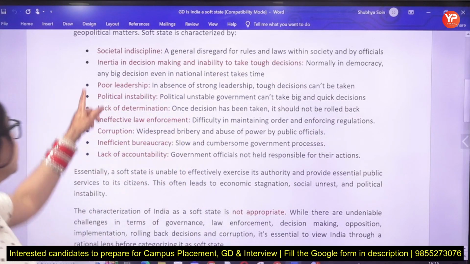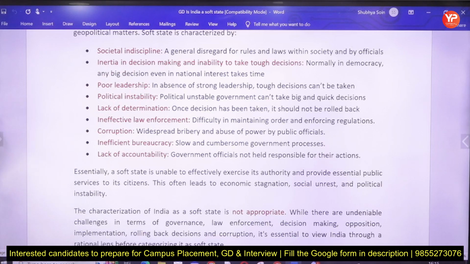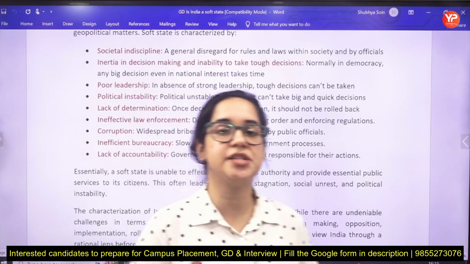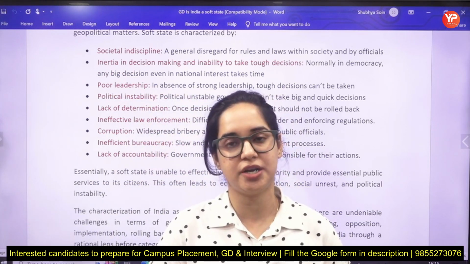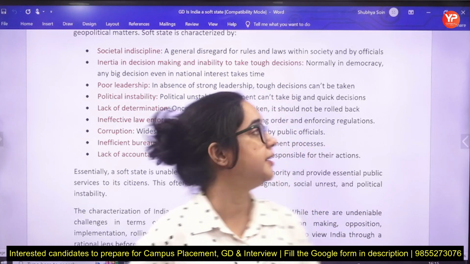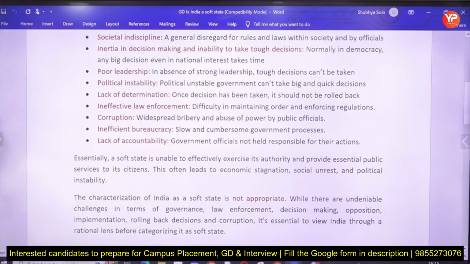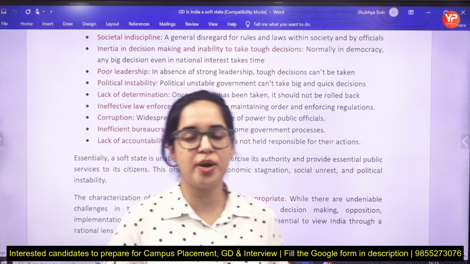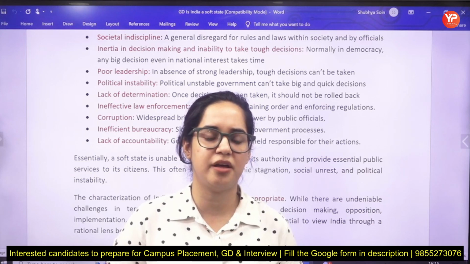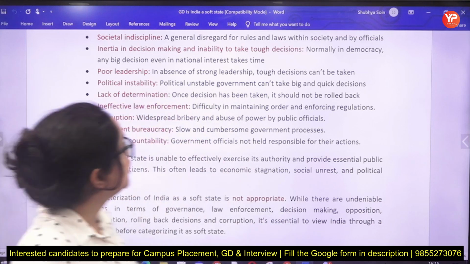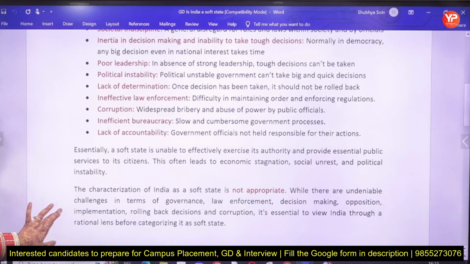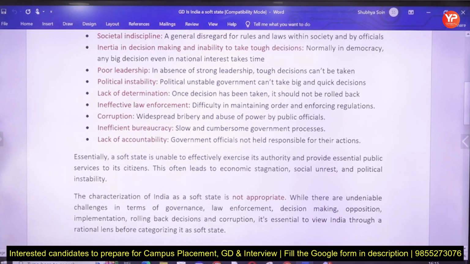It comprises, first, societal indiscipline. We all know that there is a disregard of rules and laws within the country by the people, by the citizens, and by the officials also. When the rules and regulations are not followed by the people efficiently, how can a government be a good government? Then there is inertia in decision making and inability to take tough decisions. We all know that decision making is quite slow in nature. A lot of red tapism is there, a lot of hierarchies are built up, and that is why it requires a long time. Normally in a democracy, any big decision, even in the national interest, takes a massive amount of time.